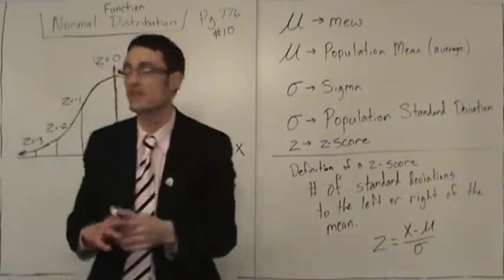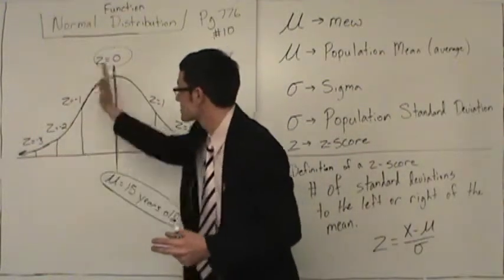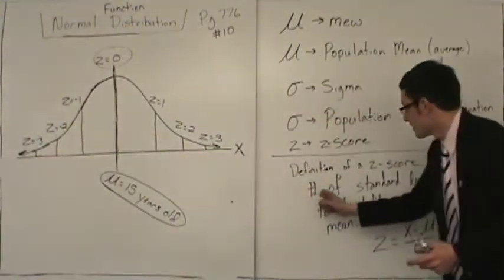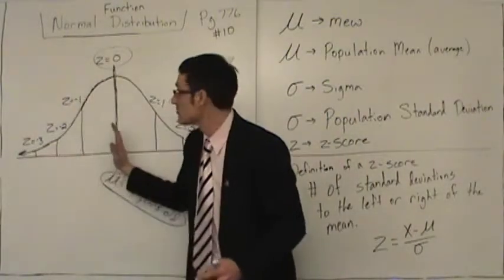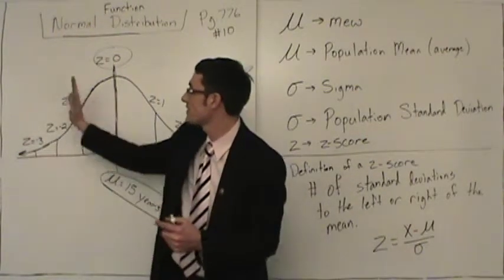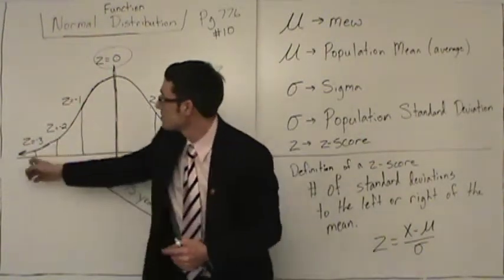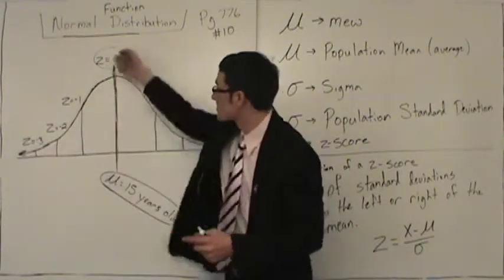So if I ask you, what does Z equals -1 mean? It means 1 standard deviation to the left of the mean. What does Z equals -2 mean? Z equals -2 means 2 standard deviations to the left of the mean. And Z equals -3 means 3 standard deviations to the left of the mean, or the center.